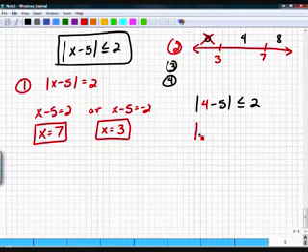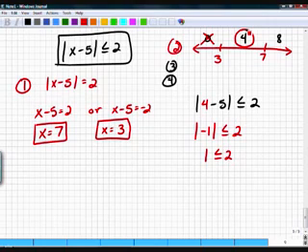4 minus 5, that's the absolute value of negative 1, is less than or equal to 2. Absolute value of negative 1, that is 1, is less than or equal to 2. That works. 4 works. You think 8's going to work? I don't either. And you'll learn in a second. That's going to be a shortcut for you. Once you know one of them that either works or doesn't work, you'll automatically know whether the other two will or won't.